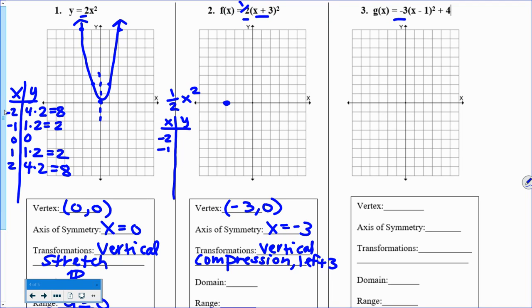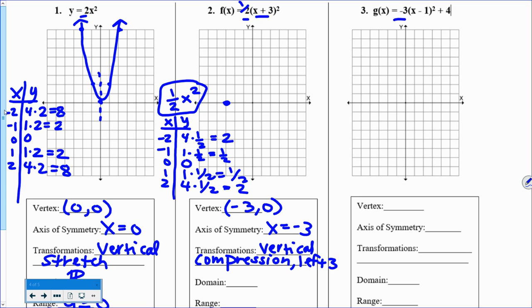So if I did the same points here, but I plug it into this function, I'm basing it off of my new vertex. All right, I'm just finding, so -2 squared was 4, but I got to multiply it by a 1/2. So that gives me 2. All right, because I just cut it in half of what it normally was. -1 squared is 1, but I got to multiply it by a 1/2. So that gives me a 1/2. 0 stays 0. 1 squared is 1, but I got to multiply it by a 1/2, so I get another 1/2. 2 squared is 4. I cut that in half and I get 2.